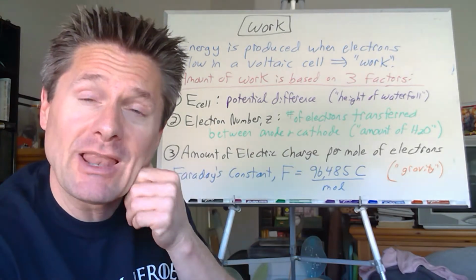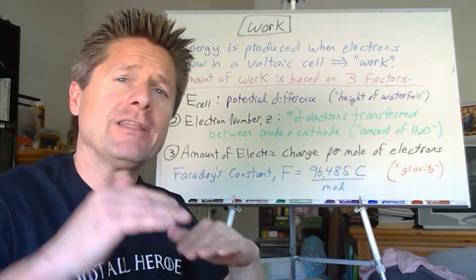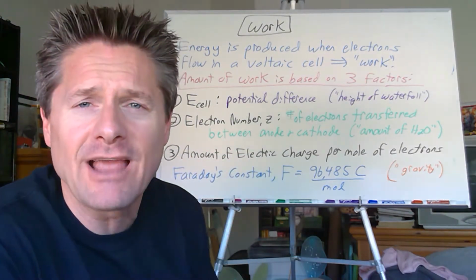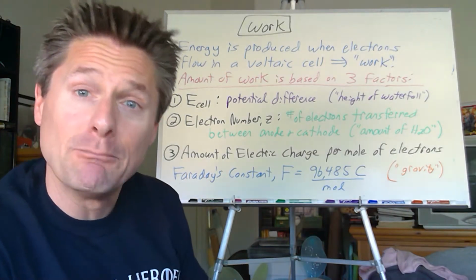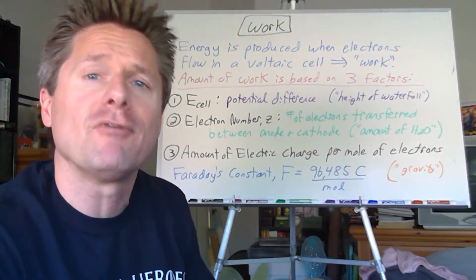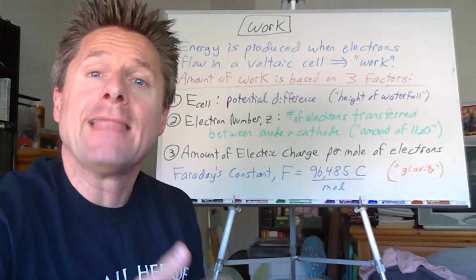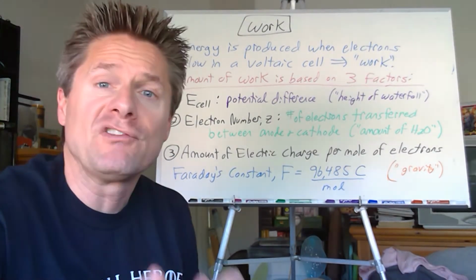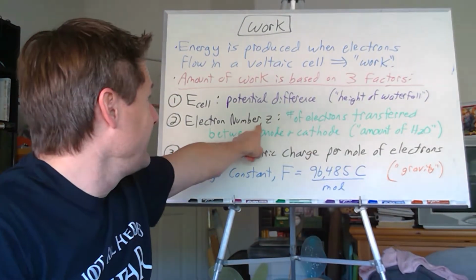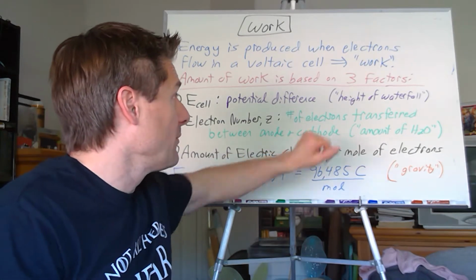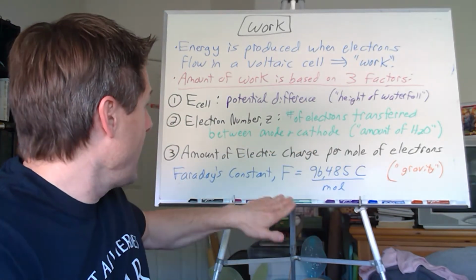And I just mentioned in the last video, you have to really look at the anode and cathode half reactions, the oxidation reduction half reactions, combine them and see what's the total number of electrons transferred in that process. Is it 6? Is it 4? Is it 2? Is it 1? That's the electron number. Right? Number of electrons transferred from cathode to anode.